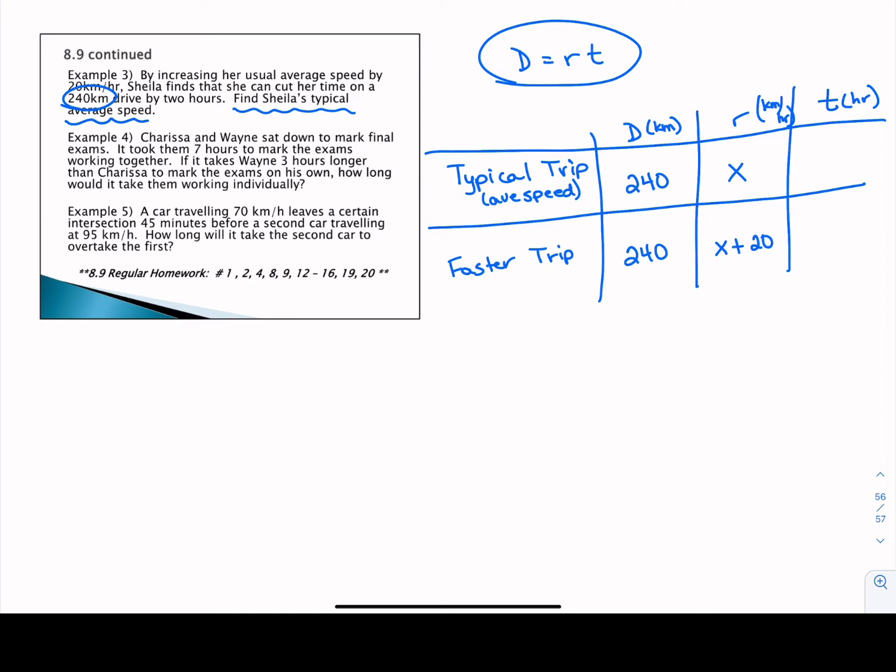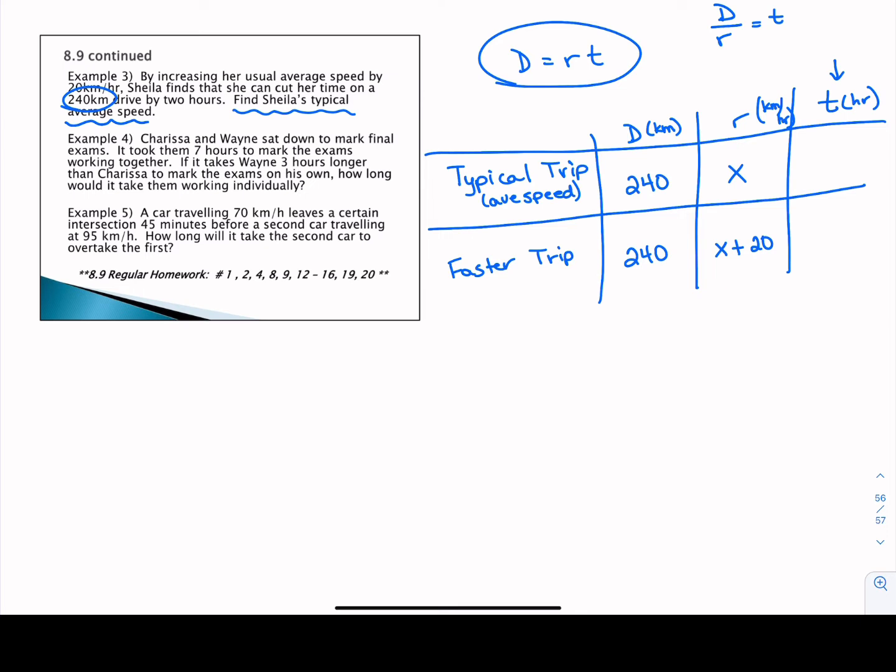So if we were to manipulate this formula, distance equals rate times time, and I wanted to solve for t instead, we can take distance and divide by rate in order to get time. So in each of these rows, we're going to do just that. So for the typical trip, or the trip where she's traveling at an average speed, the time is going to be distance divided by rate. So we have a distance of 240 kilometers, and we have a rate of x kilometers per hour.